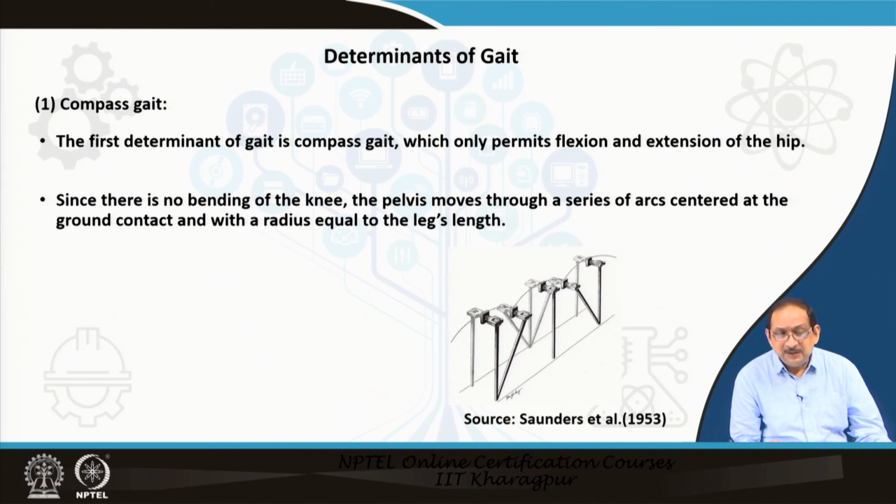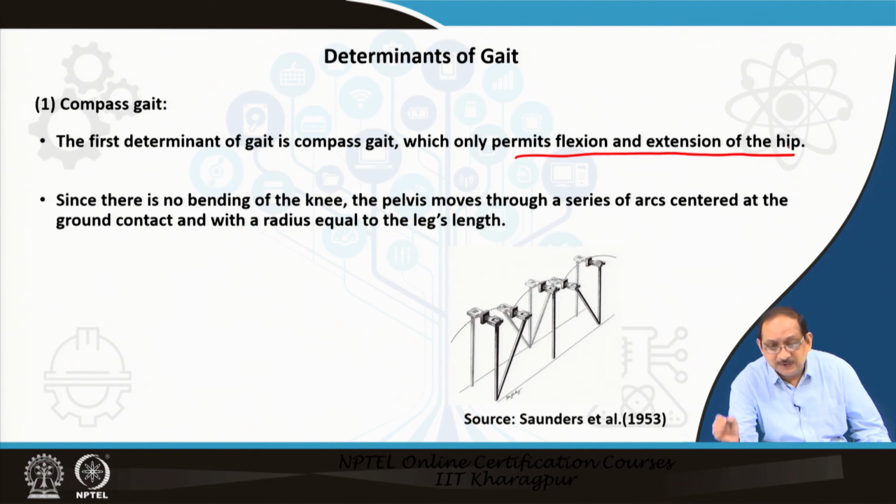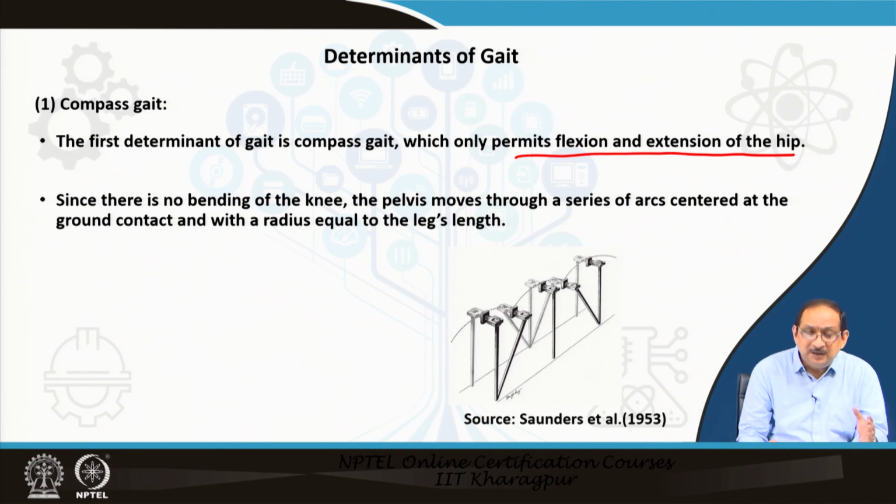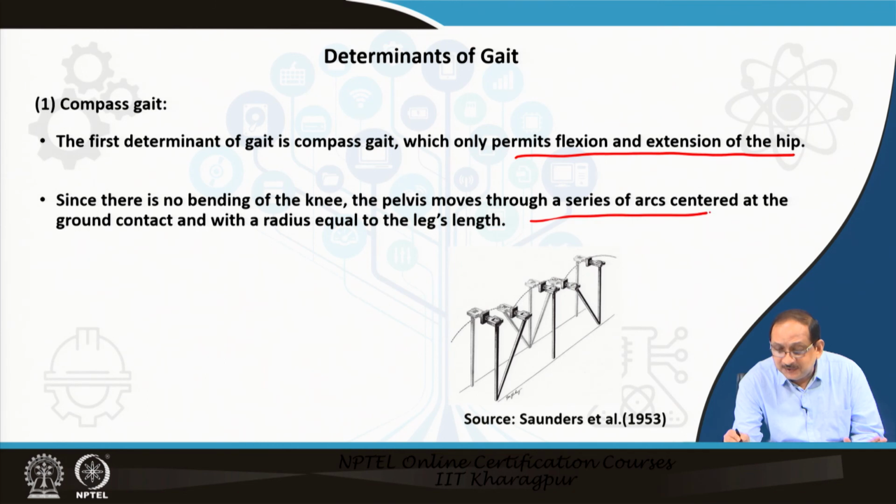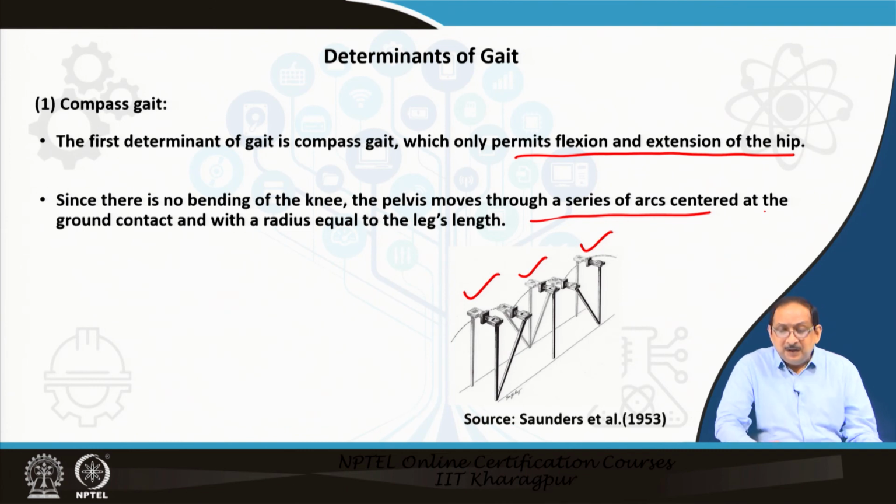The compass gait, which actually permits only flexion and extension of the hip. Since there is no bending of the knee, the leg is more straight, the pelvis actually moves through a series of arches as indicated in the figure, centered at the ground contact and with a radius equal to the leg's length.